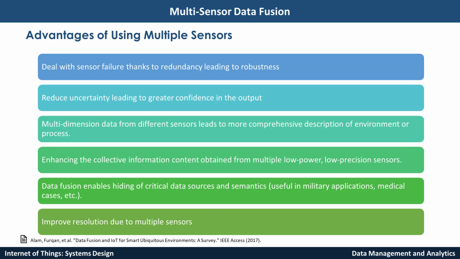And if you have multiple sensors that capture multiple dimensions, then it helps us to sense and get a more comprehensive description about the given environment. It also helps to enhance the collective information content obtained by multiple low power, low precision sensors. Previously, we talked about having two different sensors like depth and shape, and then creating the volume. So these are enhanced values obtained by capturing information from low-cost sensors.